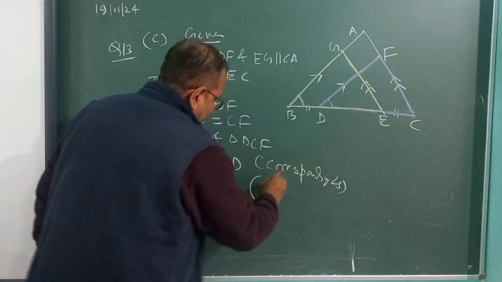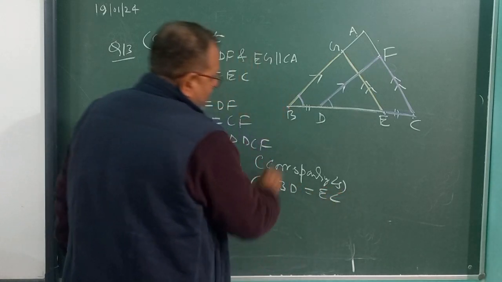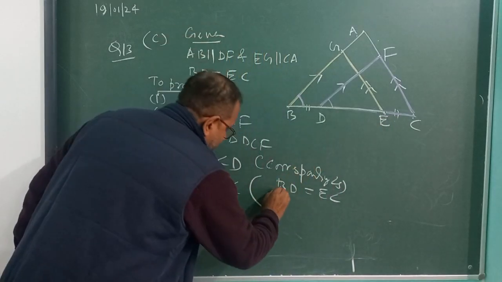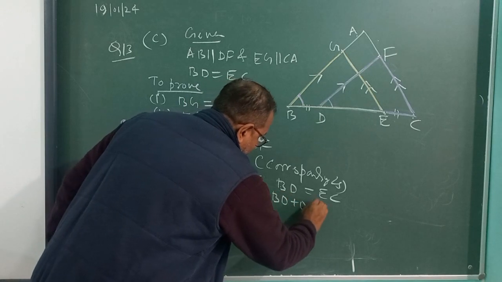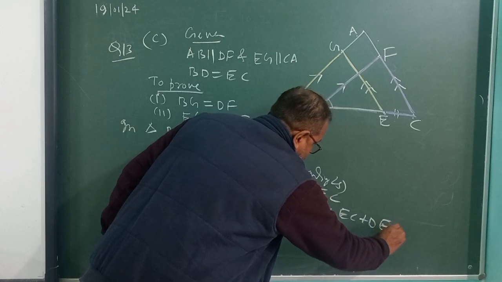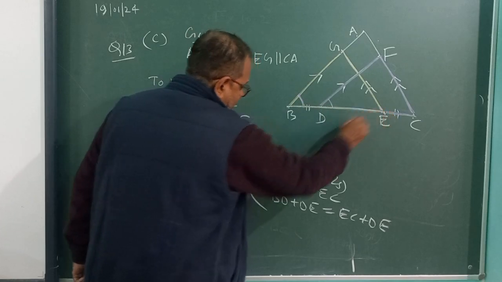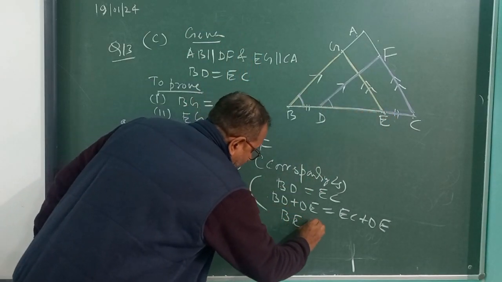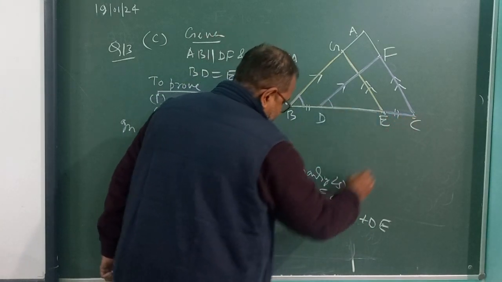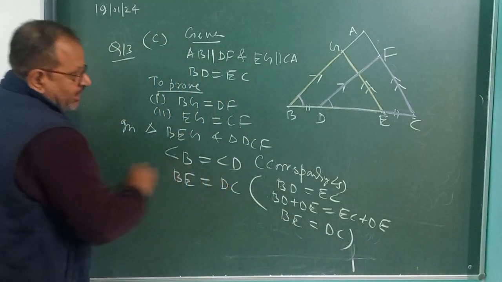BD and EC are already given equal. So BD is equal to EC. Add DE on both sides. So BD plus DE is equal to EC plus DE. When we add BD plus DE, it will become BE. And the right part EC plus DE will be equal to DC. So BE and DC are equal.